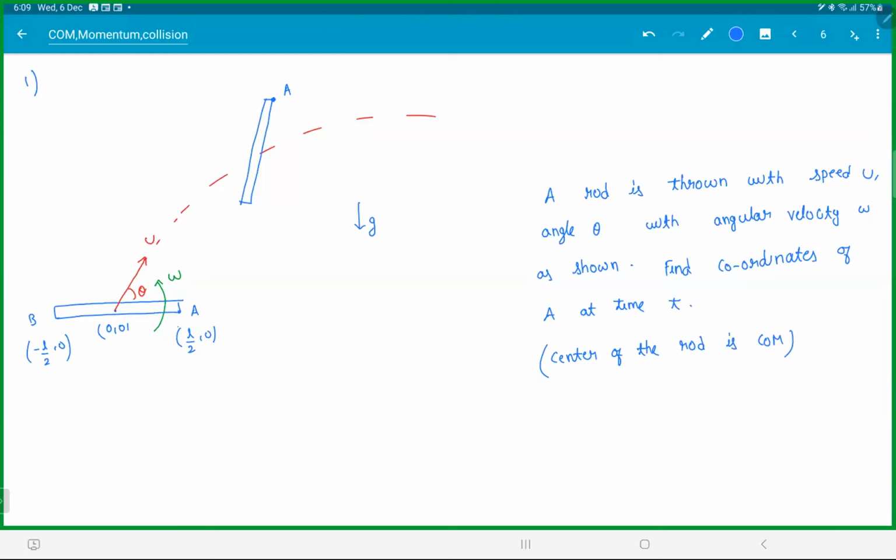Try. Again, I didn't teach you anything. I just taught you only one thing. If you throw something, the center will go in a parabolic motion, kinematics, and the rest goes in a circular motion.